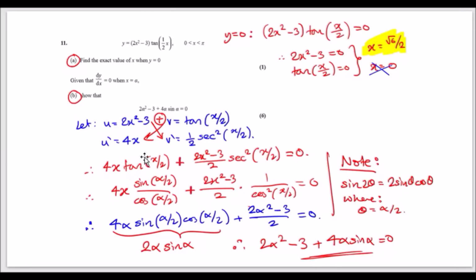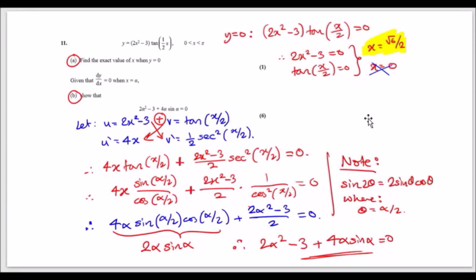So using the product rule, multiply v with u prime to get this term, 4x tan x over 2. Multiply u with v prime, and then tidying up a bit to get something that looks similar to this. So I just put 2x squared minus 3 over 2 and stuck in sec squared after it. Now, here comes the tricky part.